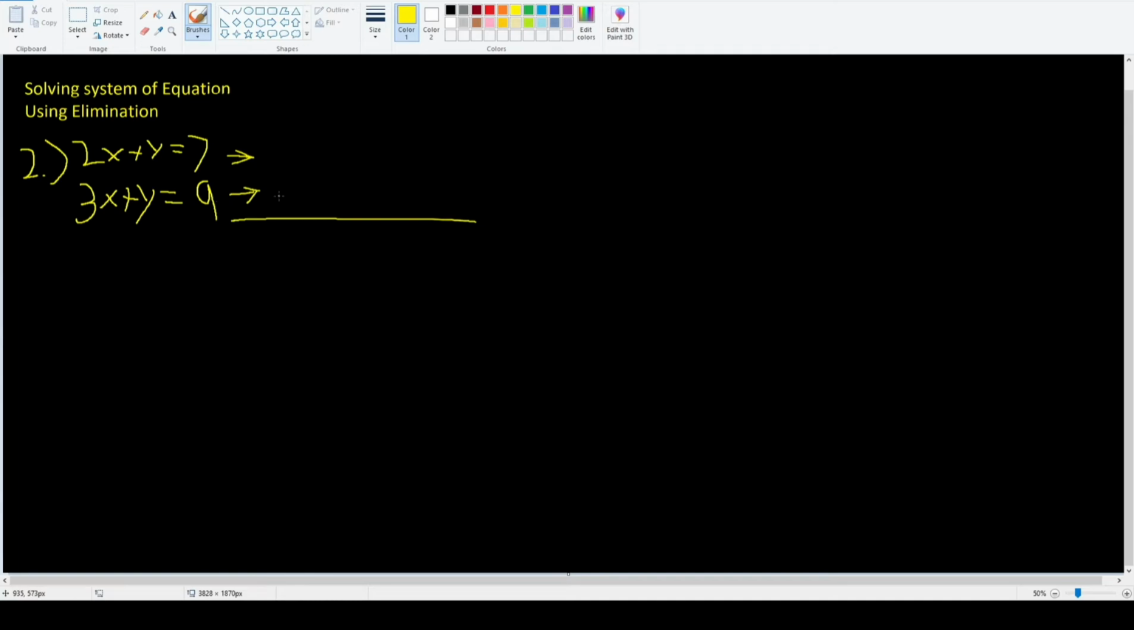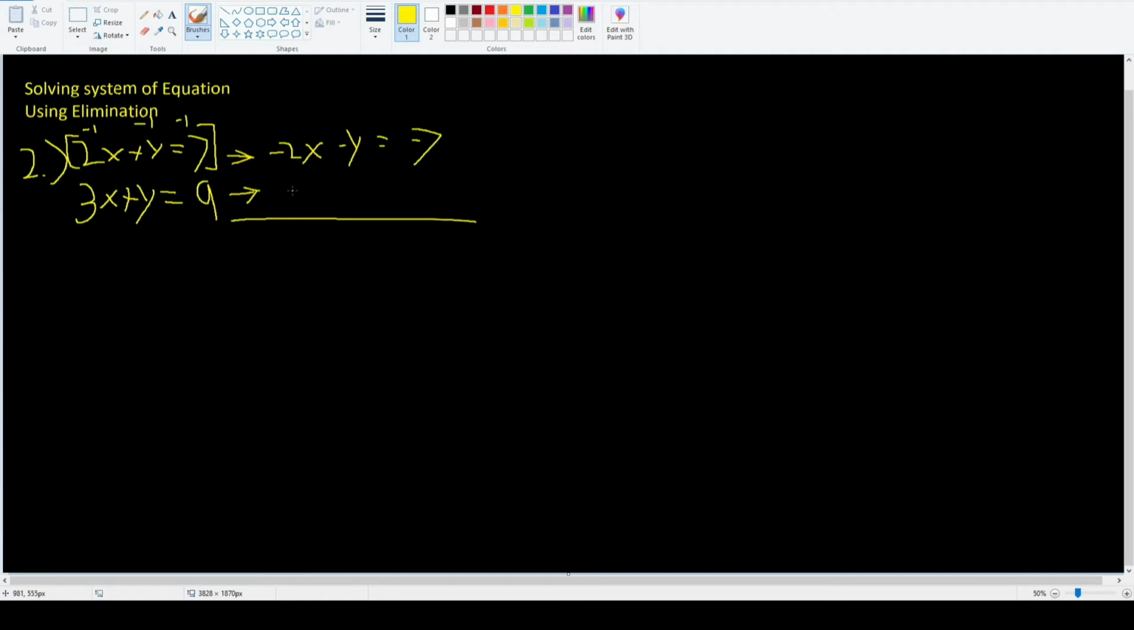Just make one of them negative. So I'm going to choose the upper part this time, because last time I did the other. So we're just going to bracket this and make it negative, negative, and negative. Negative 1 times 2x equals negative 2x, plus negative y equals negative 7. Simple. Same thing, but different concept.